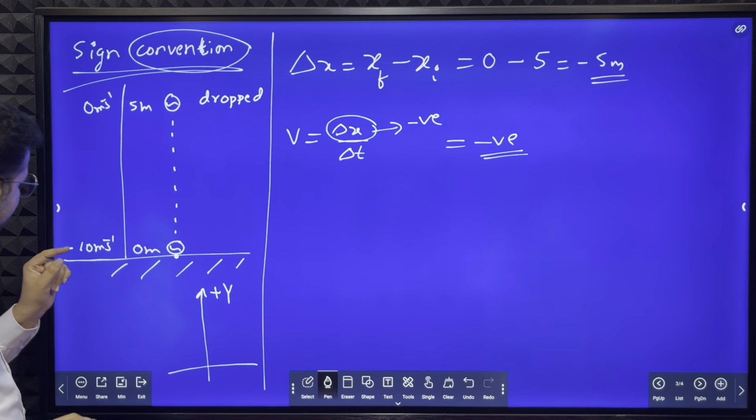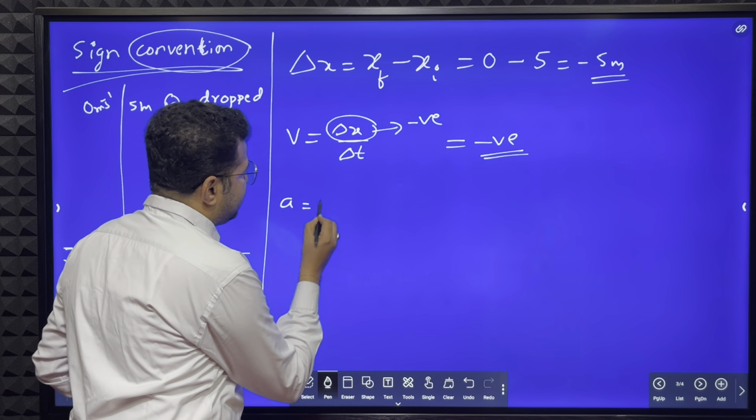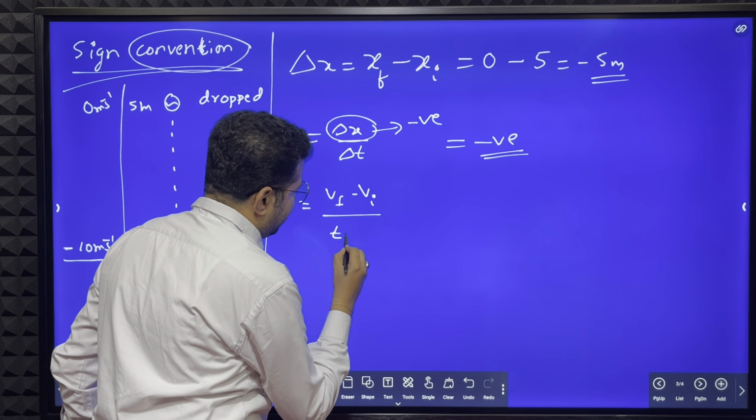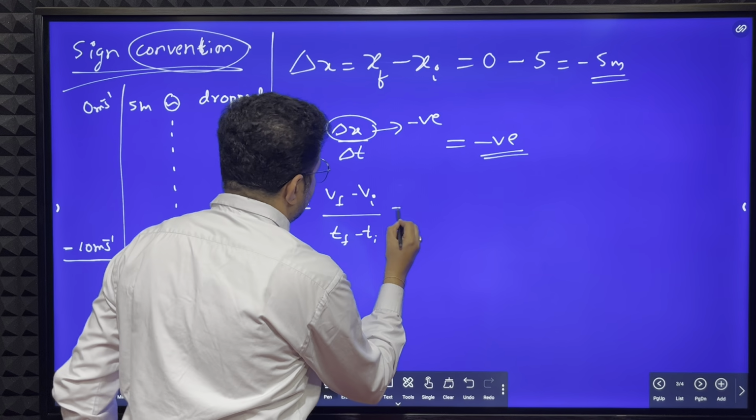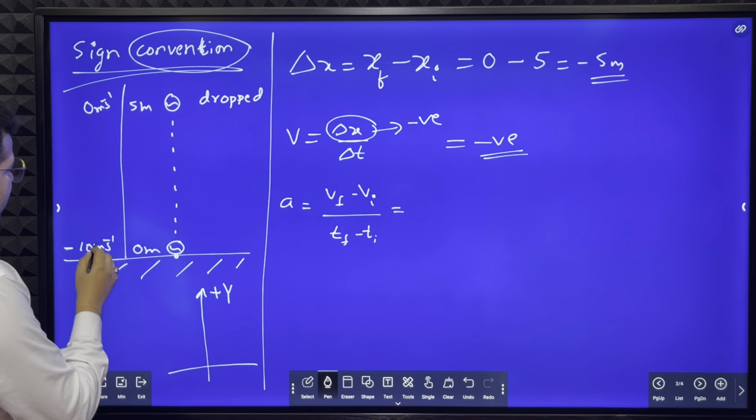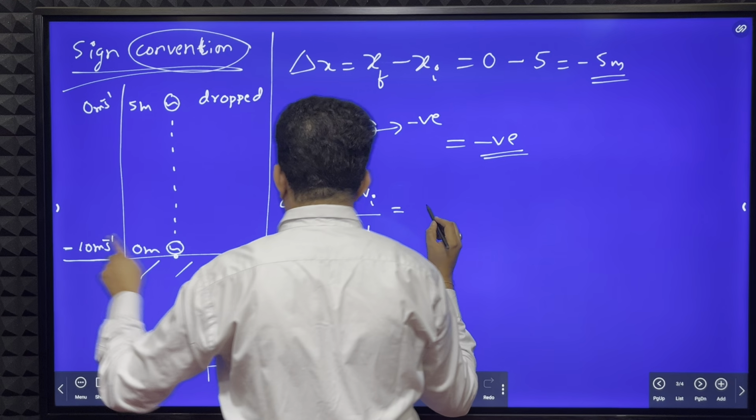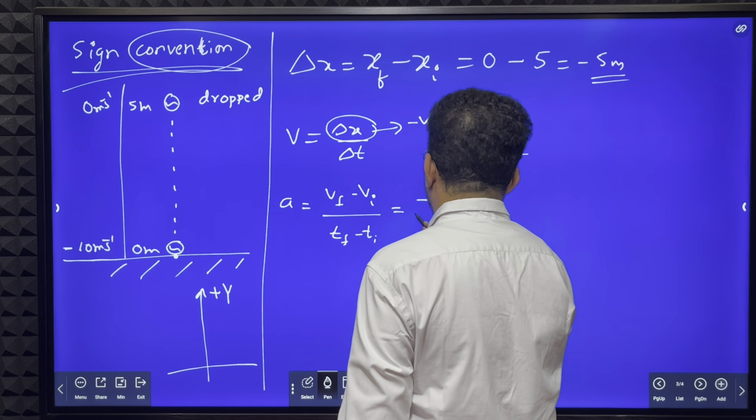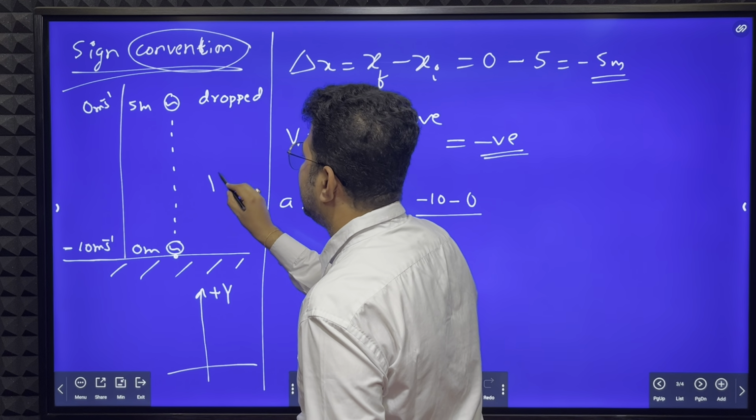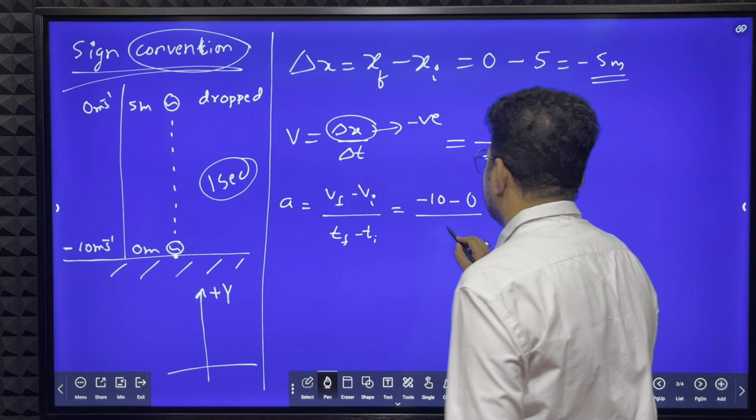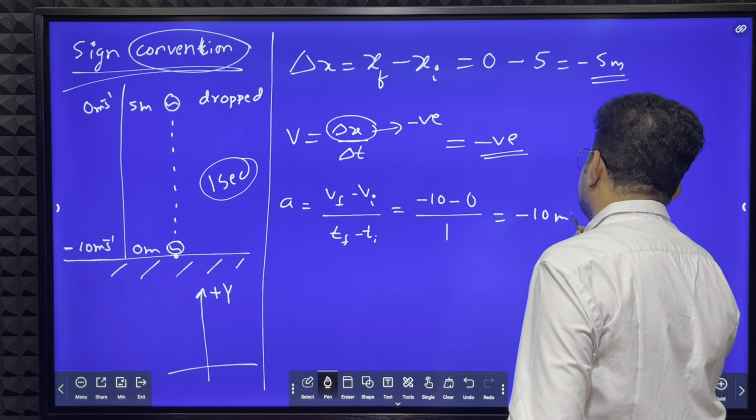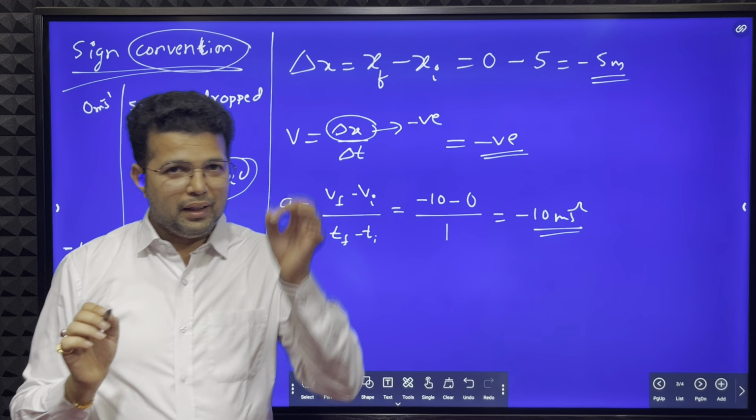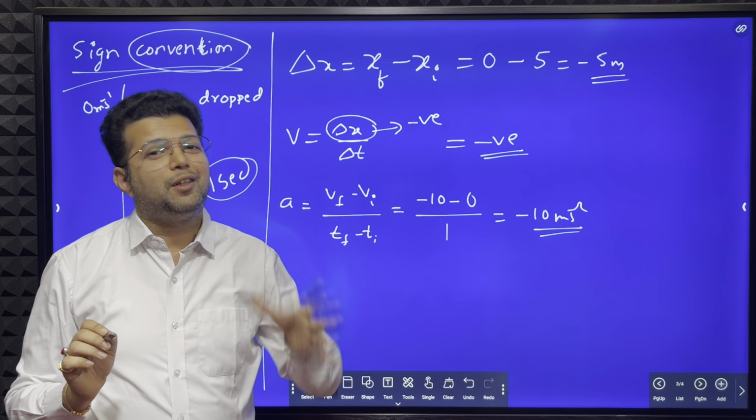Now what is acceleration? Acceleration is the rate of change of velocity, that is final velocity minus initial velocity divided by final time minus initial time. The final velocity is minus 10, minus the initial velocity 0 meter per second, divided by the time taken. Let us suppose the time taken is 1 second. So acceleration is minus 10 meter per second square. What you have to remember: the ball is coming downwards, displacement is negative, velocity is negative, acceleration is negative.